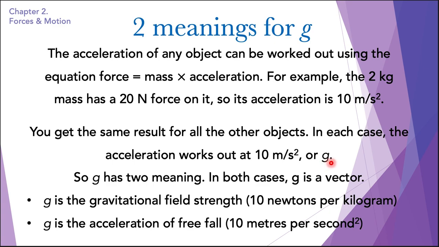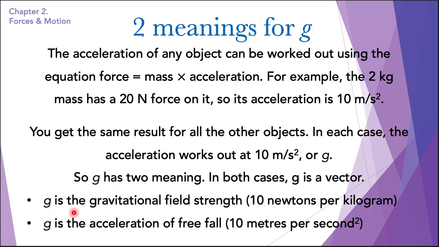So g has two meanings. In both cases, g is a vector. By vector, we mean something that has magnitude as well as direction. The two meanings for g are: g is the gravitational field strength, which is 10 newtons per kilogram, and the second is that g is the acceleration of free fall, 10 meters per second squared. I had already cleared this out, but right now we have it in written form here.